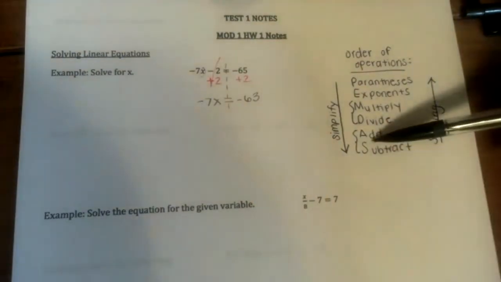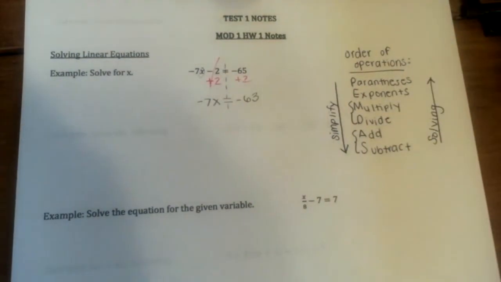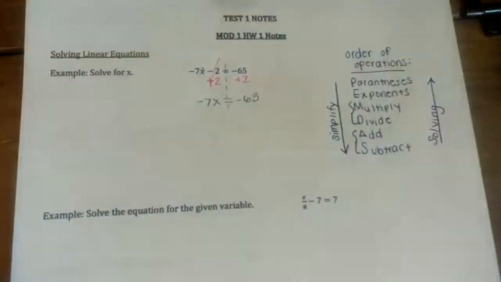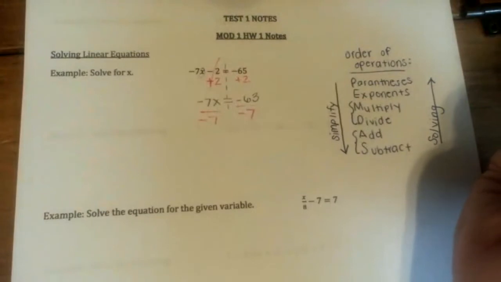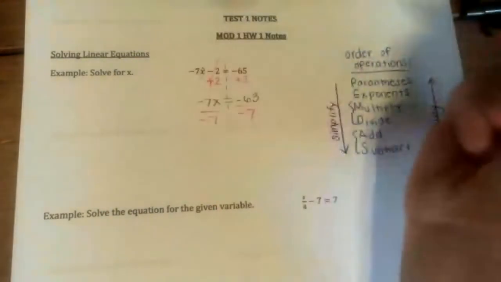So now that we got rid of our adding and subtracting, we now need to get rid of our multiplying and dividing. So I have negative 7 times x. So to do the opposite, to get rid of that negative 7 times x, we are going to divide. The opposite of multiplying by negative 7 is dividing by negative 7. What you do to one side, you have to also do to the other. So we're going to keep this equation balanced, and we're going to divide by -7 on both sides.